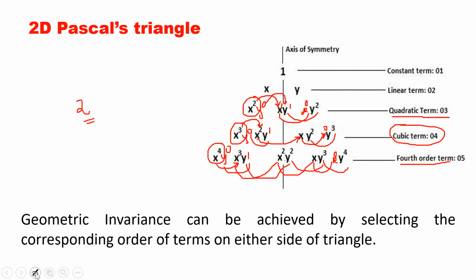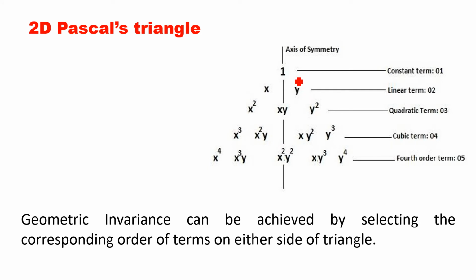So while writing the Pascal triangle, how to write it down? The first term is constant. The second term is linear, which means the maximum degree is 1. Then the third row is quadratic, which means the maximum degree is 2. Then the fourth row has maximum degree 3. Similarly, you can increase up to nth order, right? Then the degree of x is reduced by 1 in all rows, and the degree of y is increased by 1.